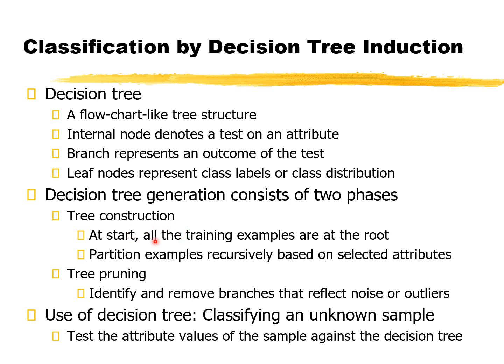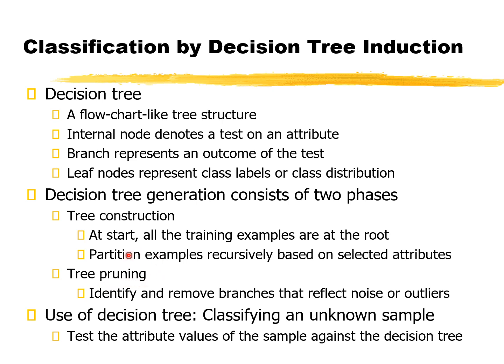In the tree construction phase, at the beginning, we consider all the training examples, or all the attributes, at the root. So we'll be starting with the whole set of attributes, and we will select one of them to represent the root. Then we will partition the examples recursively based on selected attributes, and we will see that in multiple demonstration examples in a minute. But the idea is that when we start with a certain attribute, we need to move to the other attributes as we move on with branching.